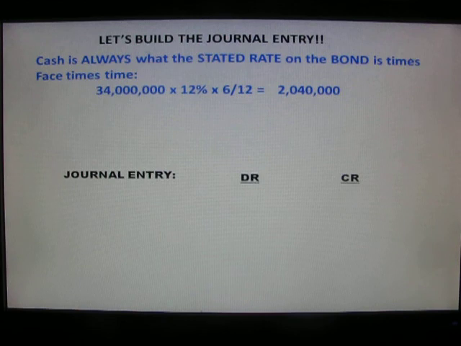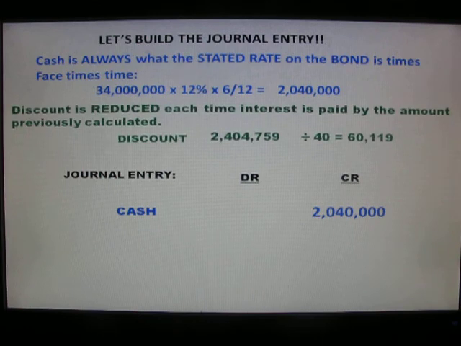Yay! Okay, cash is always what the stated rate on the bond is times the face times the time. Okay, we just calculated that. So that's the cash we are legally obligated to pay out in interest every 6 months. So if we're paying out cash, we're crediting cash. Okay, then we also calculated our discount to be $60,119. If you go back to your first journal entry, you'll see that your discount was debited. So we want to reduce that discount now, so we're going to credit that discount to get it off our books by the end of the 20 years. So you're just taking a little chunk of that discount off every time.